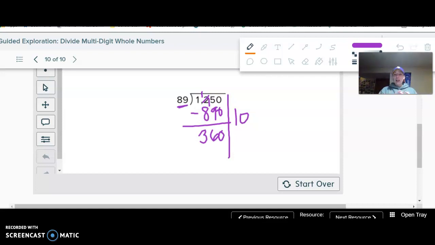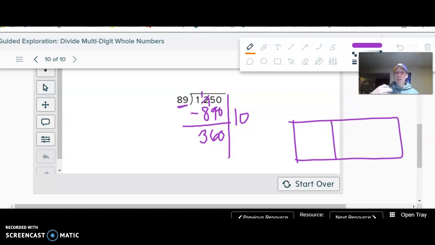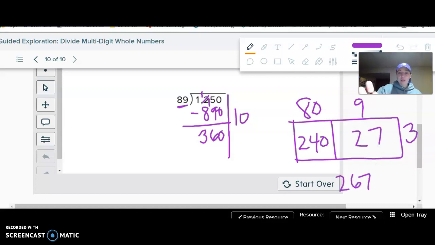I'm wondering, okay, 89 is a little less than 100. I could fit 3 groups of 100, so I'll try 3 groups of 89. Now, if you really like subtracting, you could just subtract 89, subtract 89, subtract 89, and keep going with that. I would rather find a compatible number, at least close, 240. Add those together, we get 267.